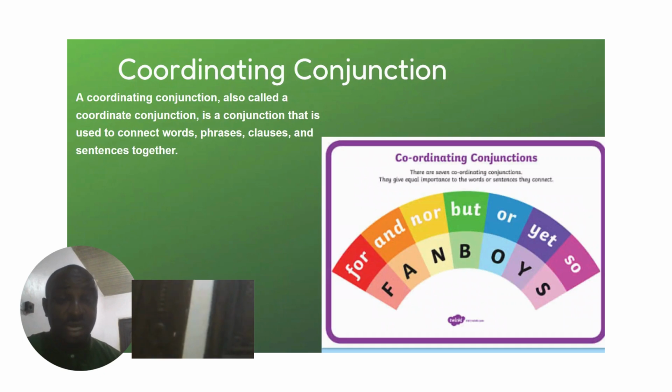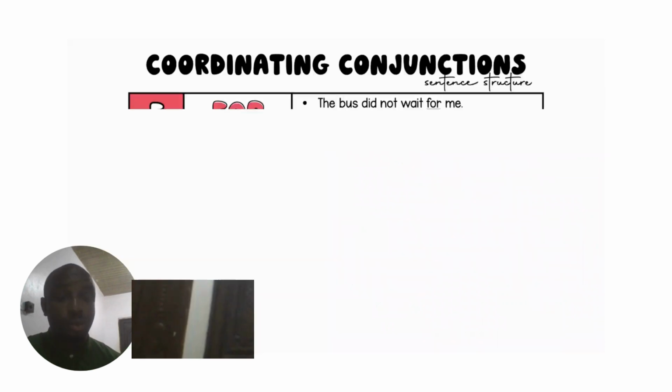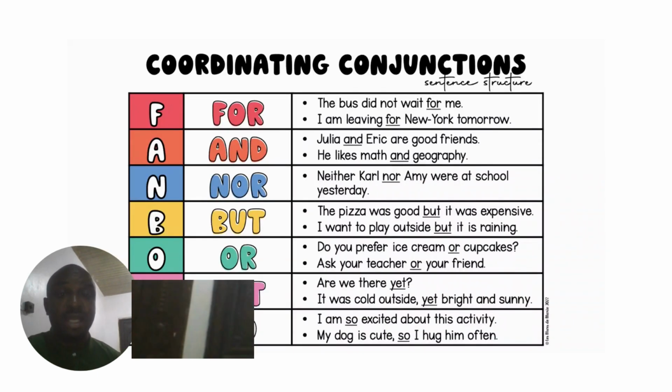And like I said before, they're used to join equal sentences, phrases, or clauses of importance. That is how they work. And let's see more examples. These are more examples of coordinating conjunctions in usage.